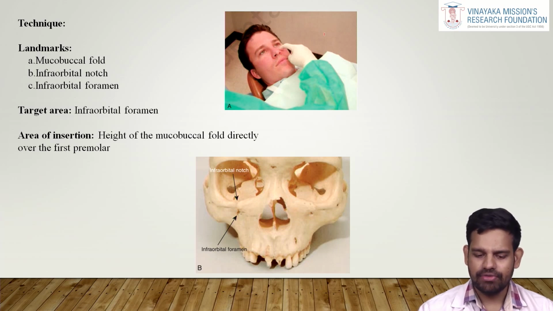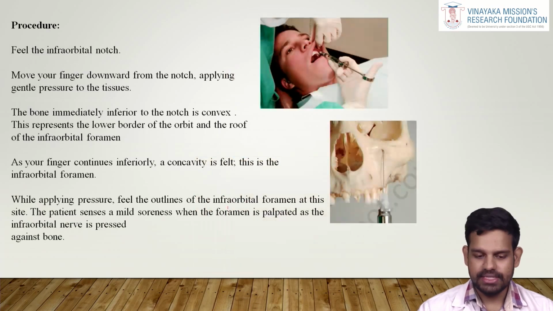The area of insertion of the needle is the mucobuccal fold directly over the first premolar. Here you can see the depression in the inferior orbital rim, which is the infraorbital notch, and just below that is the infraorbital foramen. The procedure is to feel the infraorbital notch and move your finger downward from the notch to palpate the infraorbital foramen.